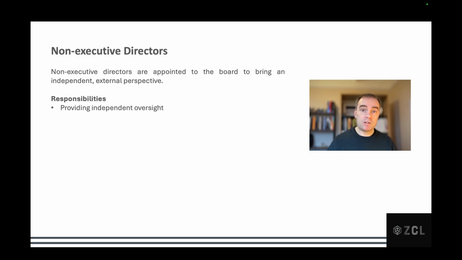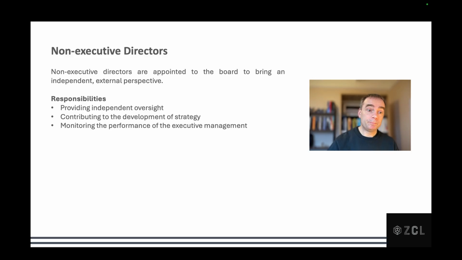So the responsibilities of a non-exec director are providing an independent oversight to make sure that the company is run legally, ethically, properly, to contribute to the development of the strategy. So using their experience, using their expertise, by asking questions, by reviewing and evaluating the information provided by the executive directors, they can contribute to developing a very good, successful strategy plan for the business. They are there to monitor the performance of the executive team.